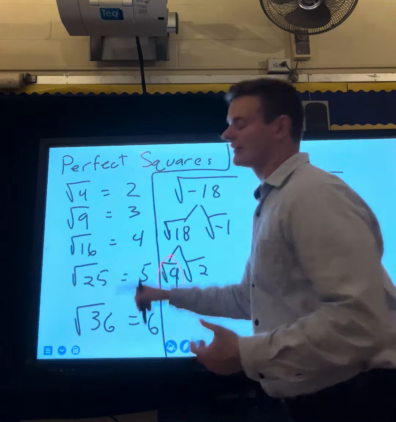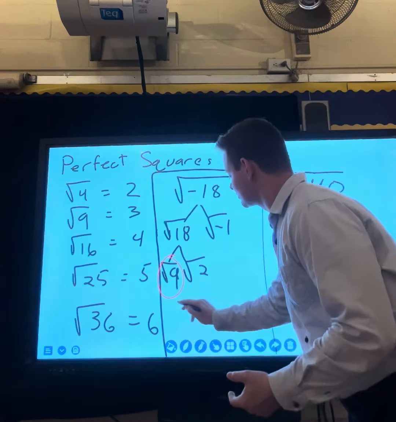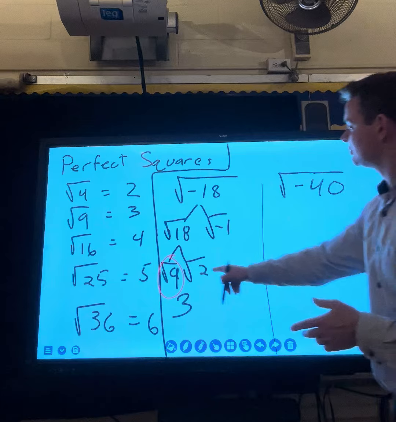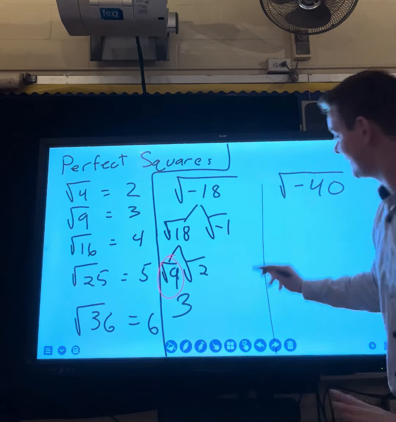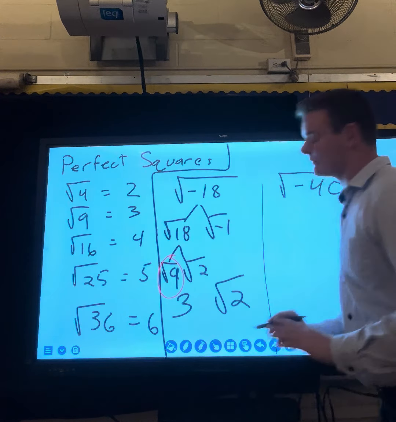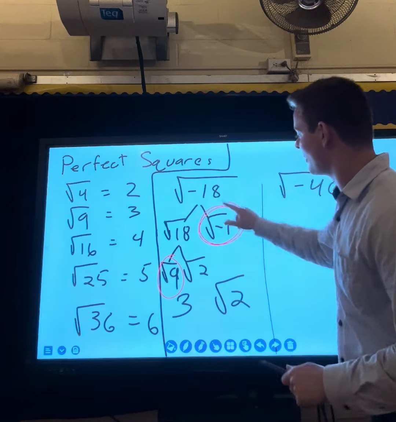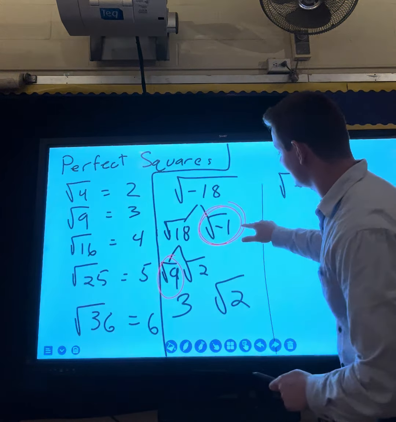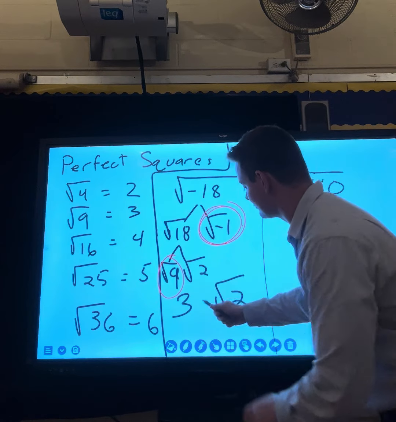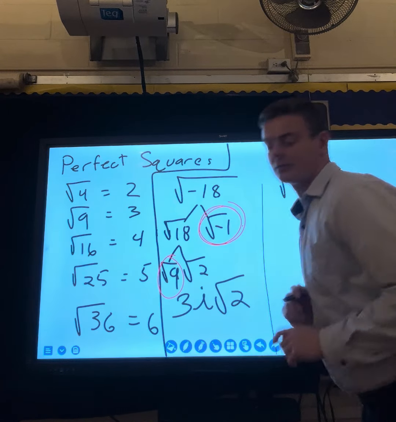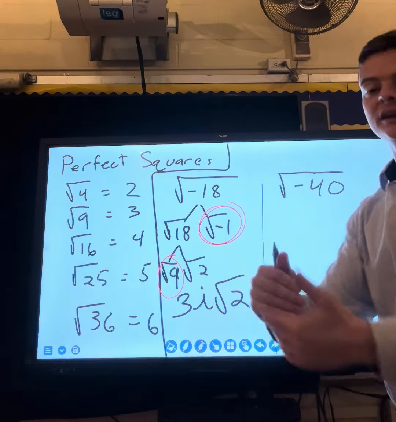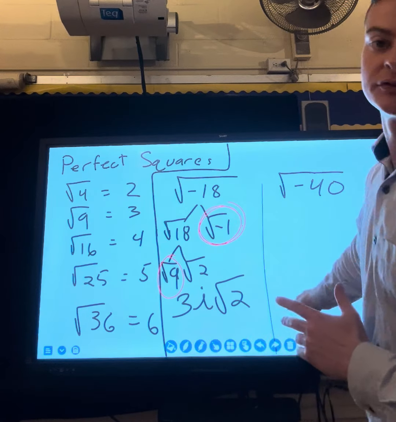What's nice about the square root of 9? Well, that's just 3. I'm stuck with the square root of 2. I can't do anything with that. So it's going to stay square root 2, but I can't forget that I took out this -1 before. And that -1 is going to be an i, and I put that right here, right in between. So it's 3i times the square root of 2.